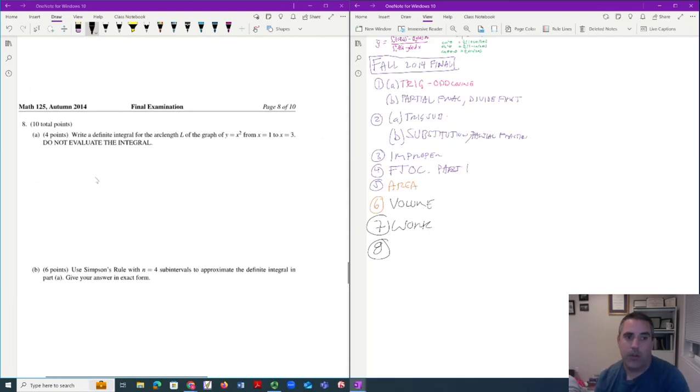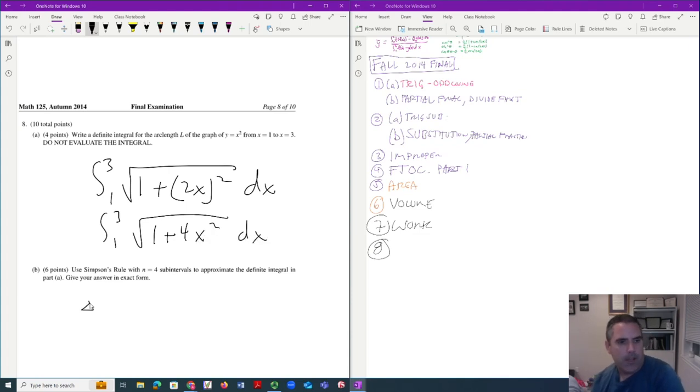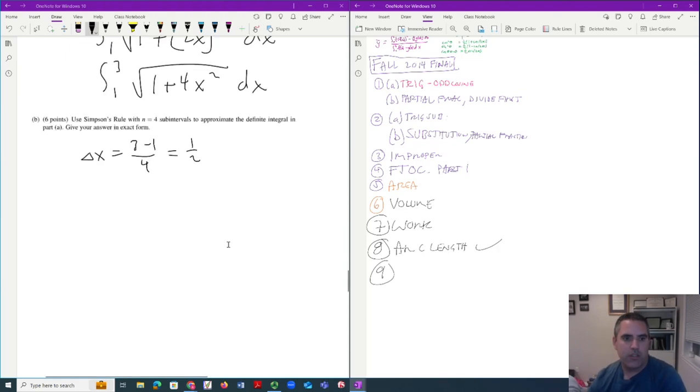Arc length question, this is very quick. 1 to 3 square root 1 plus 2x squared dx. And then we're approximating with Simpson's rule. Well, because I'm approximating, I think it probably would make our lives easier to simplify this first. Delta x is 3 minus 1. I'm not going to actually do this because I feel like it's just using the formula. So arc length and approximation. That's pretty fast. I feel good about that. So you can kind of make as you go notes of what's challenging to you.